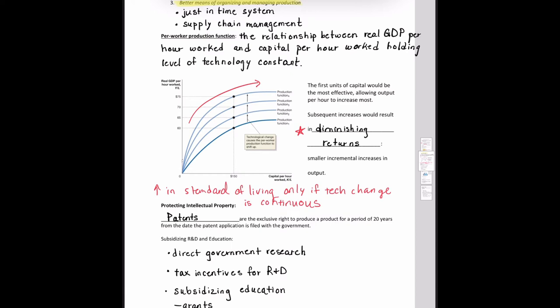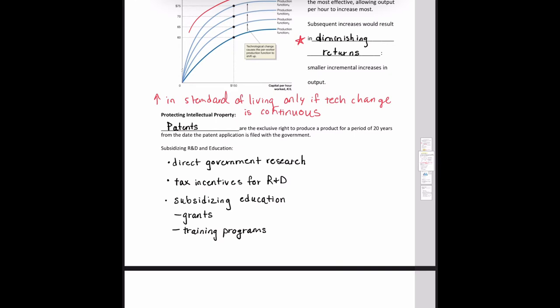So I'm not going to get too much into the new growth theory and knowledge capital. But I do want to talk a little bit about protecting intellectual property. Governments seek to protect intellectual property, or IP, through the use of patents and copyrights. I defined patents for you right there. Copyrights are related to creative works: books, films, etc. Exclusive right to use the creation during and 70 years after the creator's lifetime.